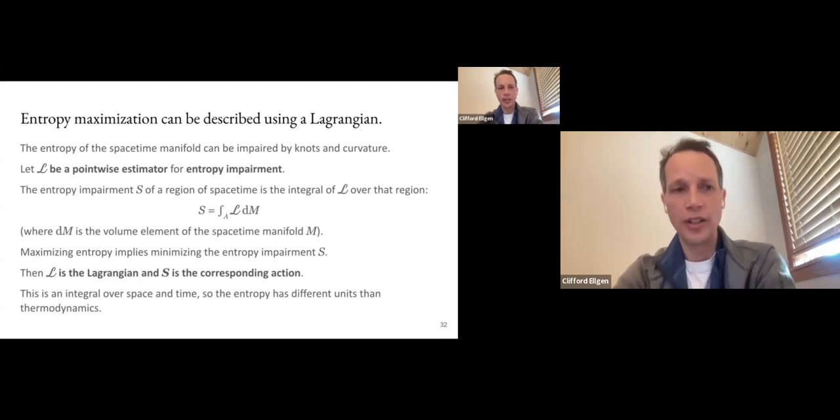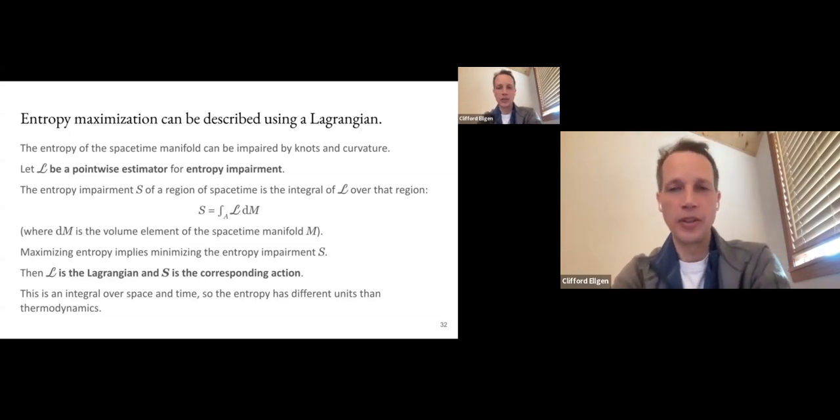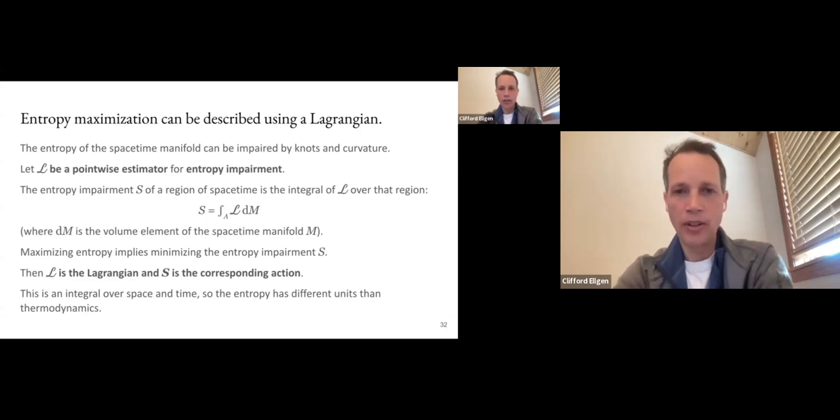And we want to know how much that entropy is reduced. So we're just going to introduce this placeholder function L that's the pointwise estimator. If I pick some point in front of me and ask, given the knots and curvature at this point in spacetime, how much is the entropy of spacetime reduced as a consequence of those knots and curvature? L is that amount. And if I want to know how much the entropy is reduced in some region A, then I just integrate my pointwise estimator over that region. I pick some region of spacetime and I want to know how much knots and curvature reduce entropy in that region. I just integrate my pointwise estimator over that region.